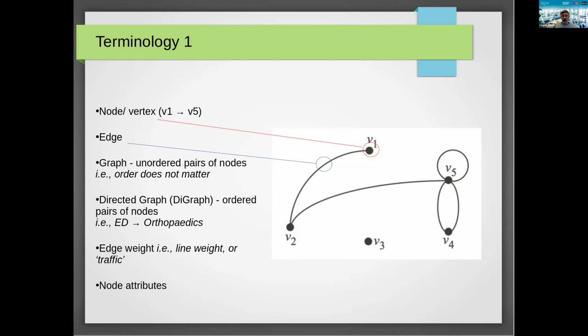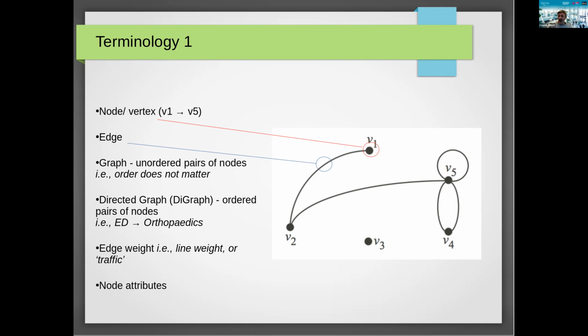And so you can see the red line pointing to dot V1, but V1 through V5 are all nodes. You then have your edges, which are the lines that connect the different nodes. So a standard graph would just be unordered pairs of nodes. So it doesn't matter the direction of travel, we just know there's a connection between one and the other.